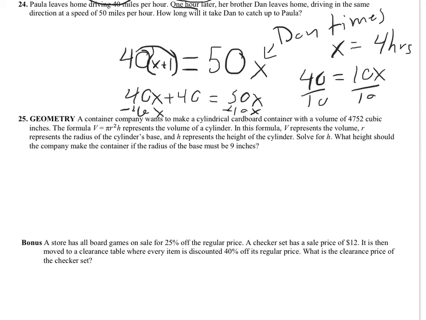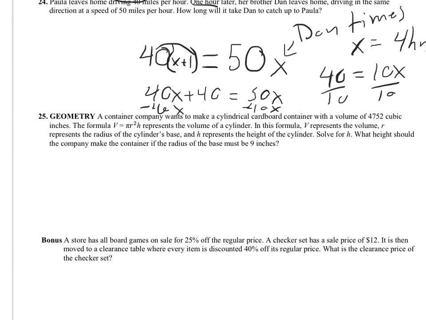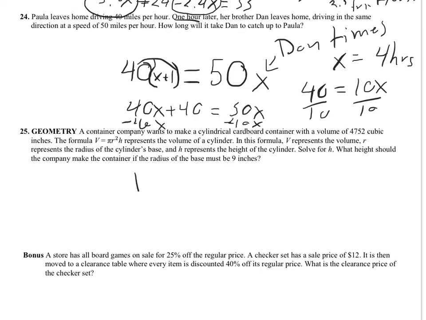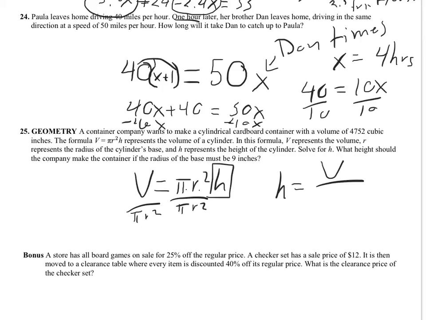And number 25. I'm going to choose to do this one without plugging in the numbers. First, it says V is equal to pi r squared h. And let's solve for h. Well, this is all just multiplied, so let's just divide it over. Easy enough. So that means h is equal to V divided by pi r squared.